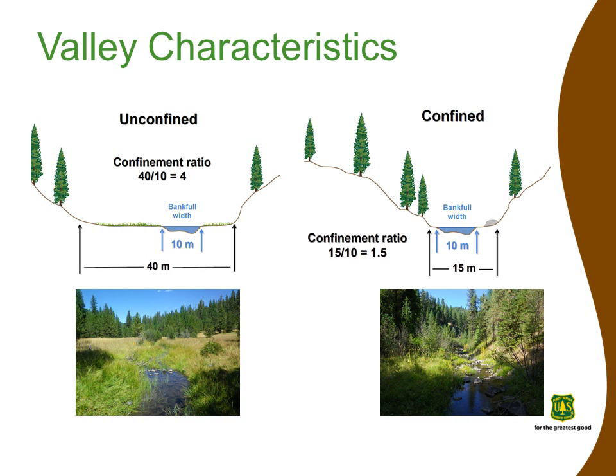Here, we characterize valley form. Unconfined valleys have ratios greater than 4, as seen on the left side of this diagram. The valley width is 40 meters, and the active channel is 10 meters, with a ratio of 4 in unconfined. The picture of the unconfined valley is also shown below the diagram. Then we have confined valleys, where the ratio is below 2. In the middle are moderately confined valleys, with a ratio between 2 to 4. This allows us to stratify or map a project area out.